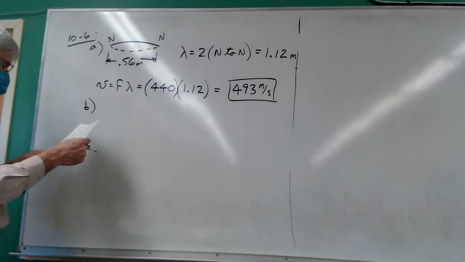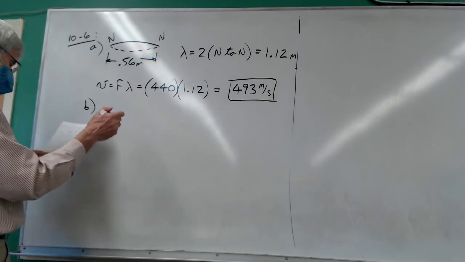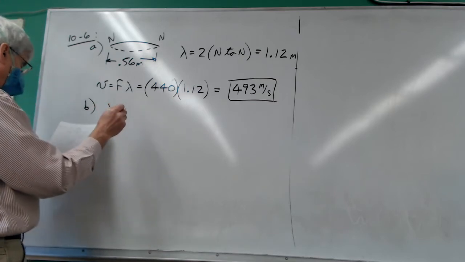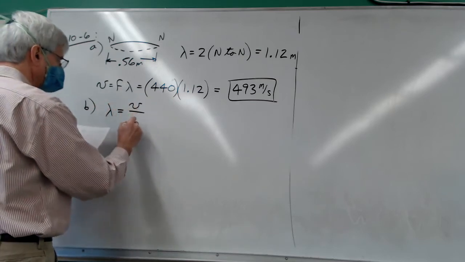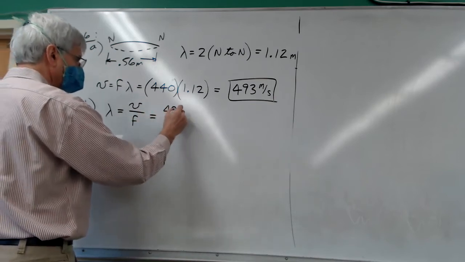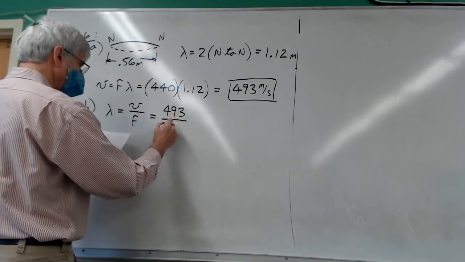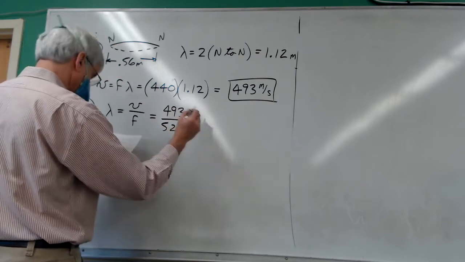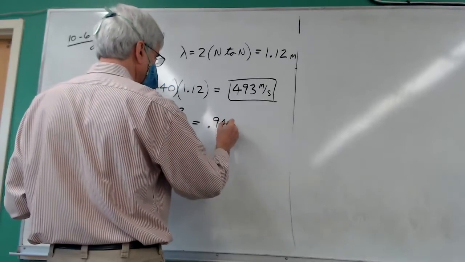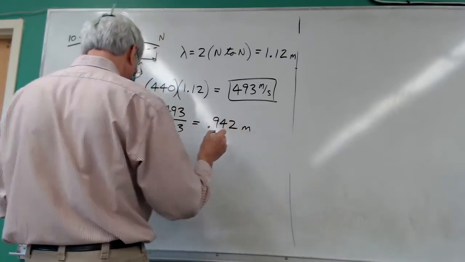So to write out the details, I'm playing the C. The wavelength is 0.942 of a meter.